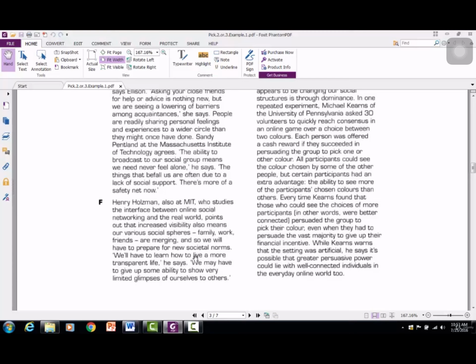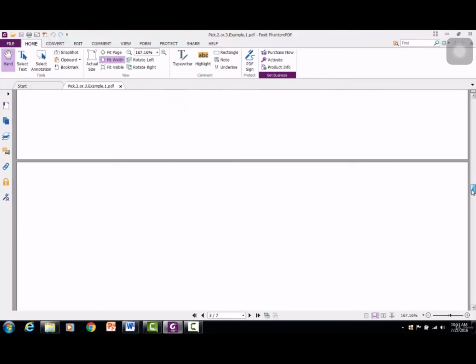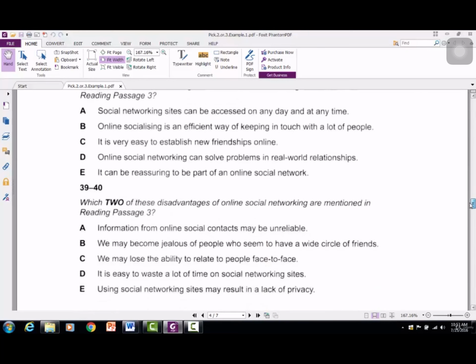And so that's why for number 39 and number 40, the correct answer choices were letters A and E. Letter A and letter E are the correct answer choices. So that's an example of how we do that really challenging pick two or three from a list question.